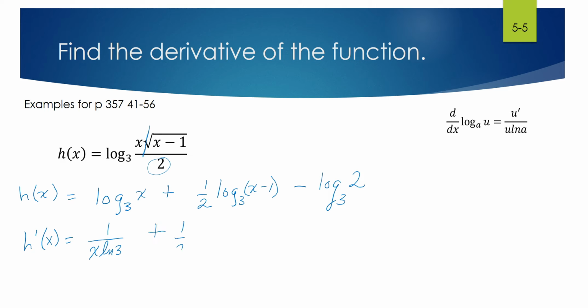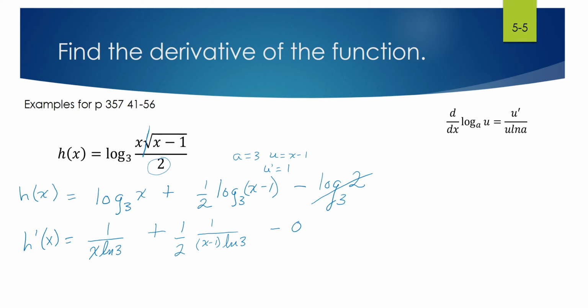Okay, then I move on and I say plus. The 1/2 sits and waits for me, and this one is an a to the u. So a is 3, u is x minus 1, and u prime is just 1. So again, I have 1 over u, which was x minus 1, keep it in parentheses, and then ln of a, which is ln of 3, minus log base 3 of 2. This is just a number. How do numbers derive? To 0.